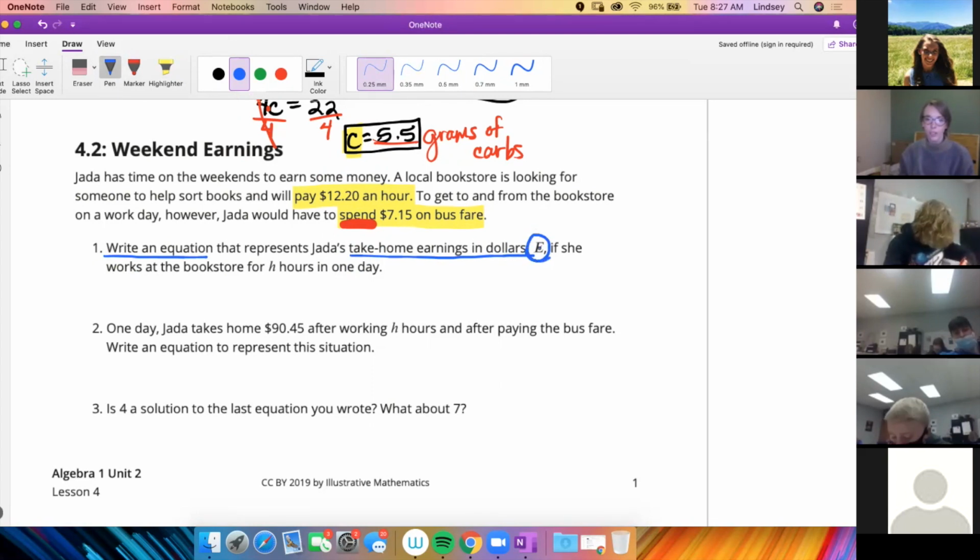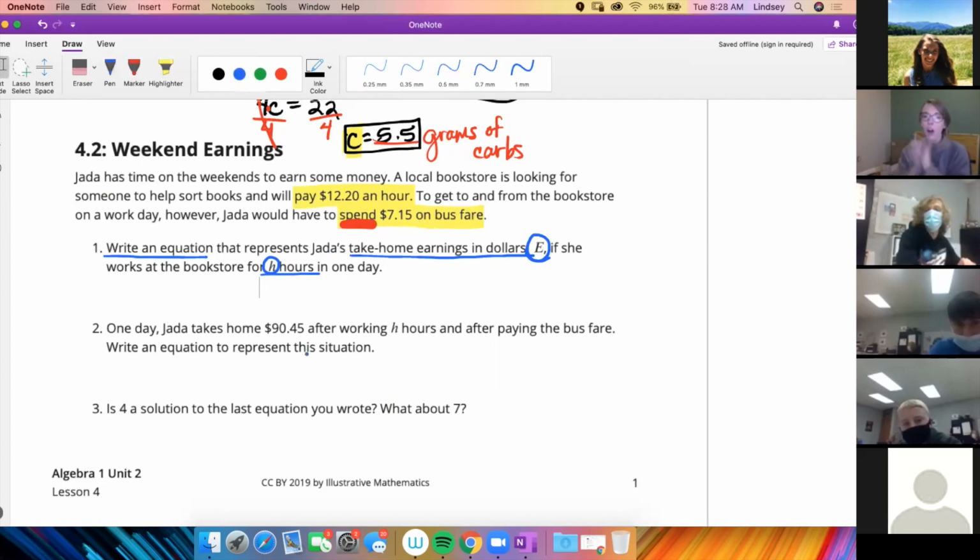What did it tell us to use? E. All right. If she works at the bookstore for 8 hours, what are we going to use to represent hours? H. Okay. So let's write an equation.